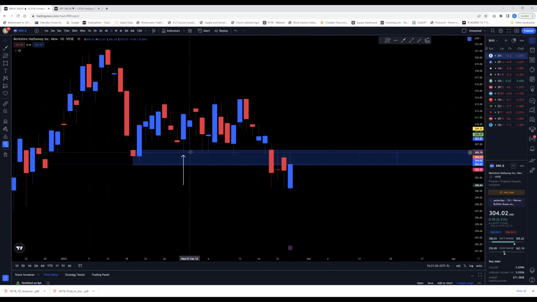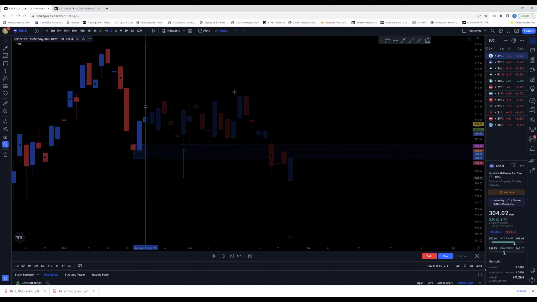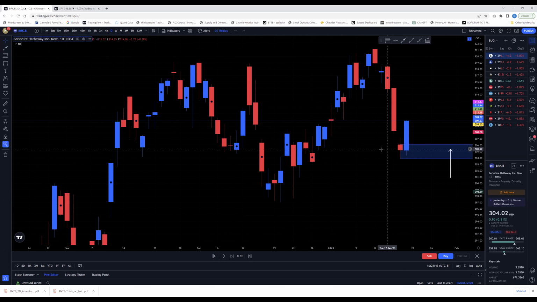But every time it hit this demand zone, had we taken a trade, this would have been about 305.85, and this particular day candle went all the way up to 311.50. So let me do this. Let me rewind this, and let's see how this plays out.